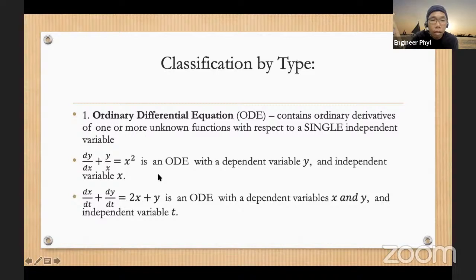Another example of an ODE, or ordinary differential equation, is dx over dt plus dy over dt equals 2x plus y. The dependent variables here are x and y, and the independent variable is t. So remember that an ODE has only one independent variable.